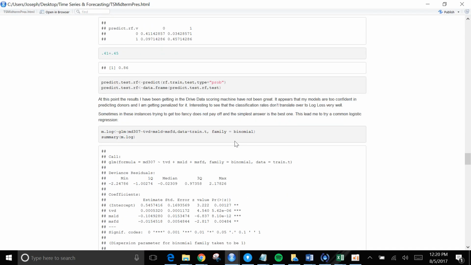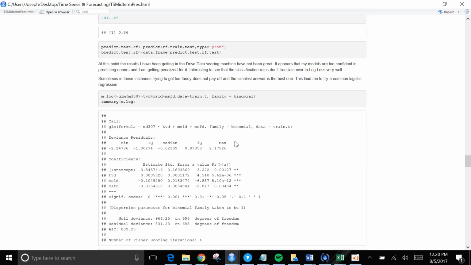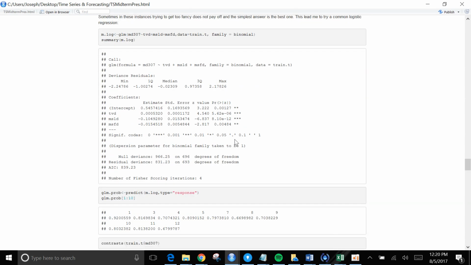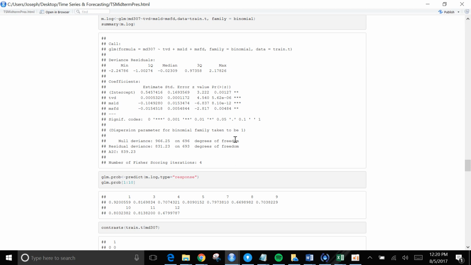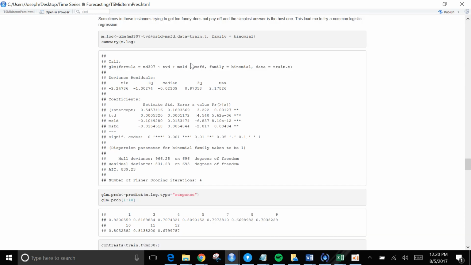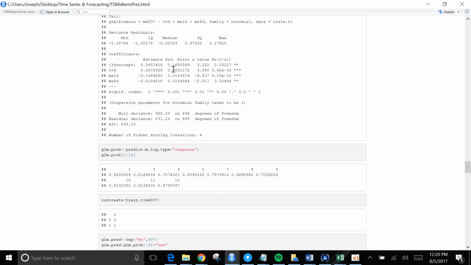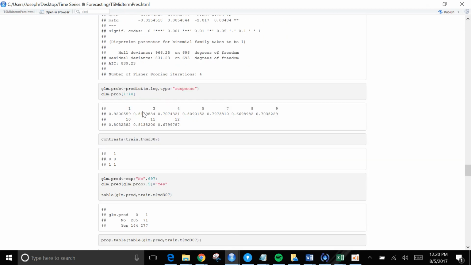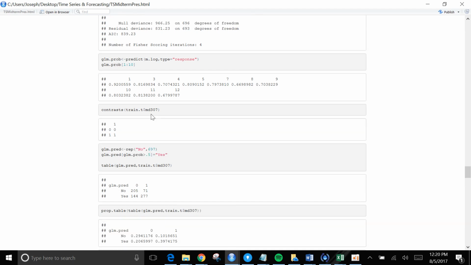Moving on, at this point I'm not getting such great results with the really fancy machine learning algorithms. So sometimes the simplest answer is the best, and I wanted to try a simple logistic regression model. As you can see here, I ran the regression model on all of the variables except for number of times donating, because of the multicollinearity issue. It produced the response variables, which are the probabilities.